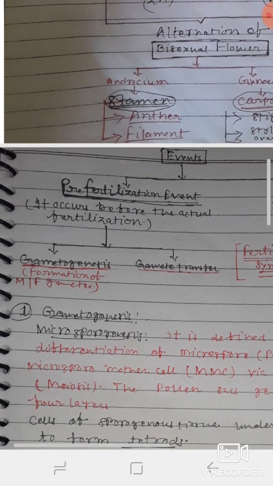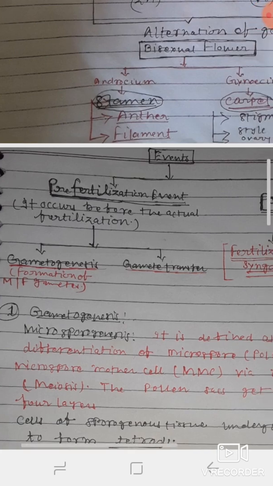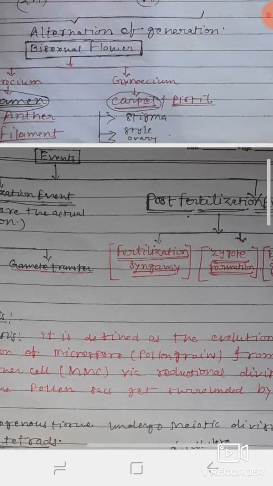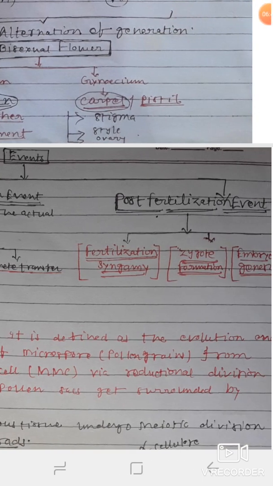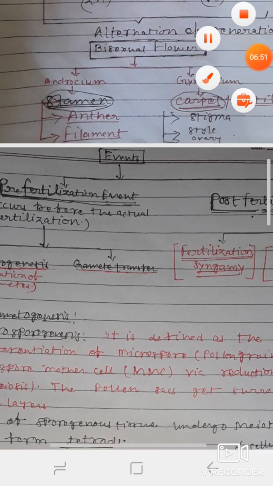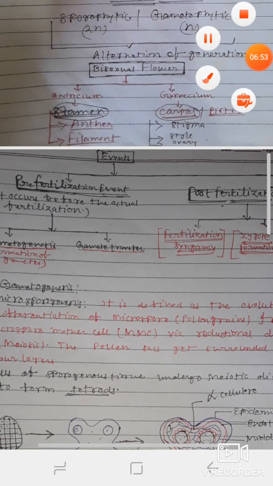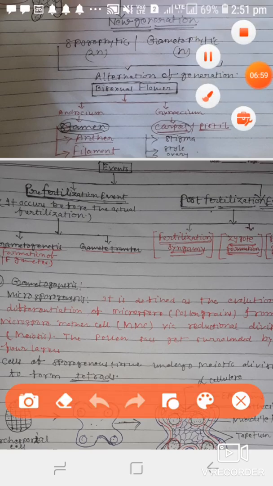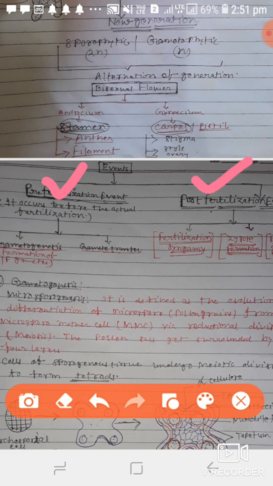In the next video we will discuss the events before the fertilization, called pre-fertilization events, and then the second one, the post-fertilization events. So students, in the next video we will discuss the events before and after the fertilization, which are called pre-fertilization events and post-fertilization events.